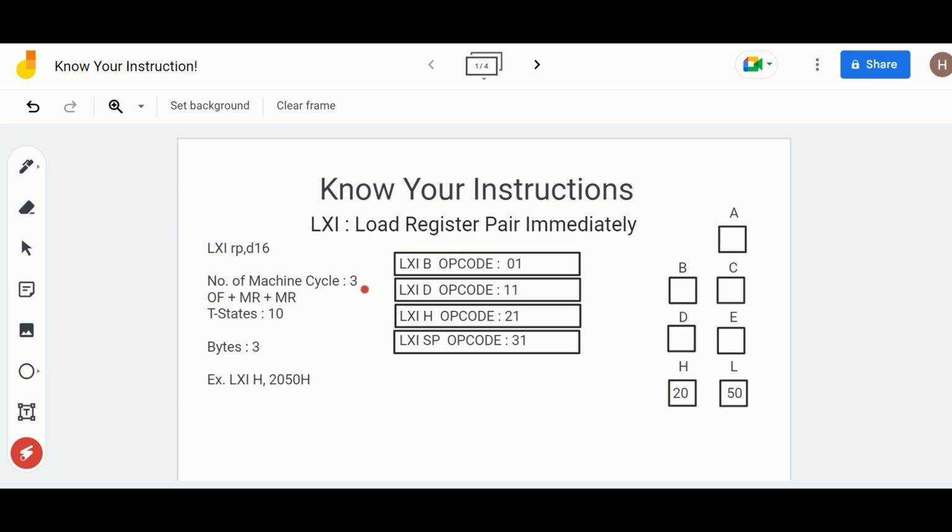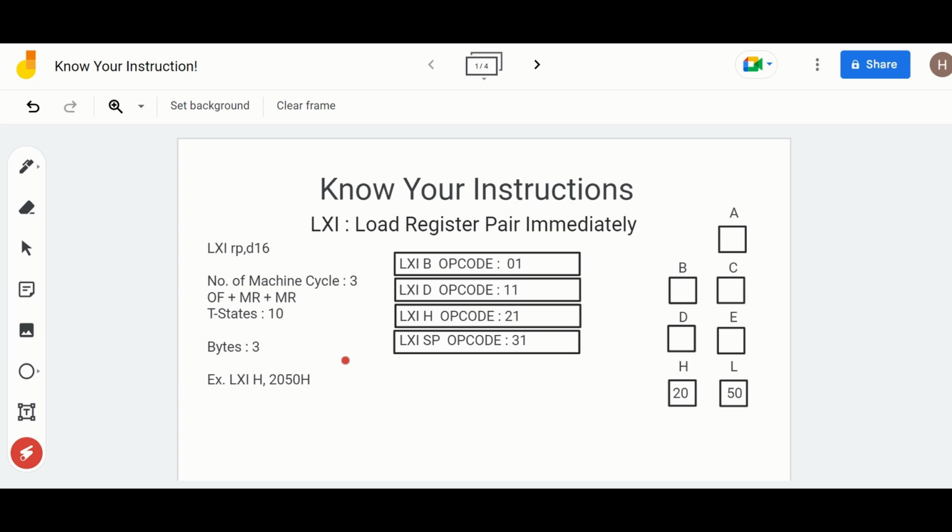It consists of 3 machine cycles and occupies 3 bytes of memory. Now what are these 3 machine cycles? These 3 machine cycles will be opcode fetch, memory read and memory read. अब आपको पता कैसे चलेगा कि कौन सी मशीन साइकिल यूज हो रही है? So in order to understand that, हम लोग क्या करेंगे?